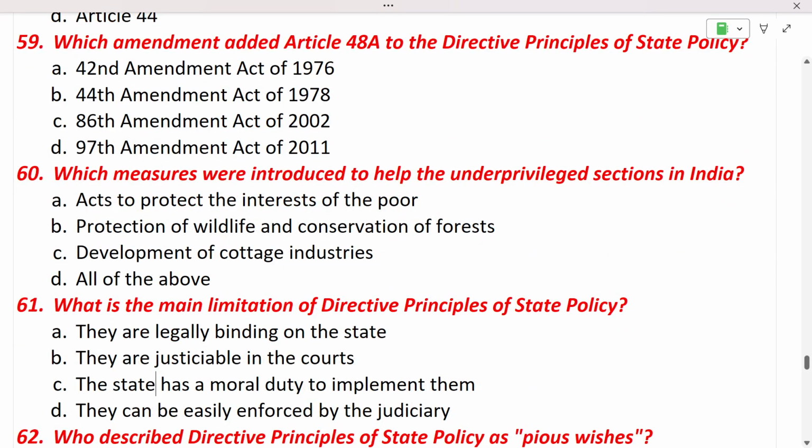Next, question number 59. Which amendment added Article 48A to the DPSP? Option A, 42nd Amendment Act of 1976. Option B, 44th Amendment Act of 1978. Option C, 86th Amendment Act of 2002. Option D, 97th Amendment Act of 2011. So the answer is A.